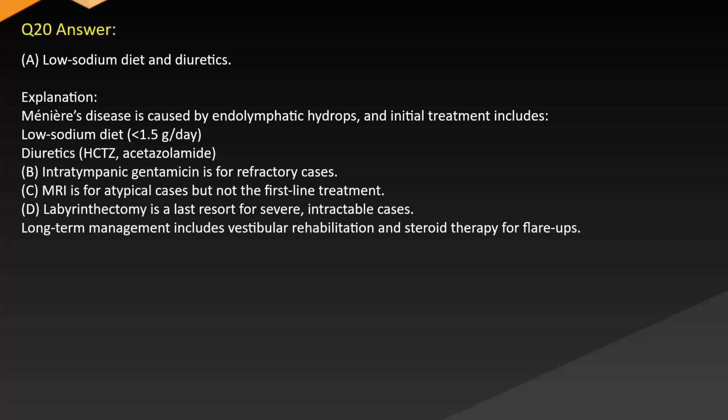Explanation: Meniere's disease is caused by endolymphatic hydrops and initial treatment includes low-sodium diet, 1.5 grams per day, diuretics such as HCTZ, and acetazolamide. B. Intratympanic gentamicin is for refractory cases. C. MRI is for atypical cases, but not the first-line treatment. D. Labyrinthectomy is a last resort for severe, intractable cases. Long-term management includes vestibular rehabilitation and steroid therapy for flare-ups.